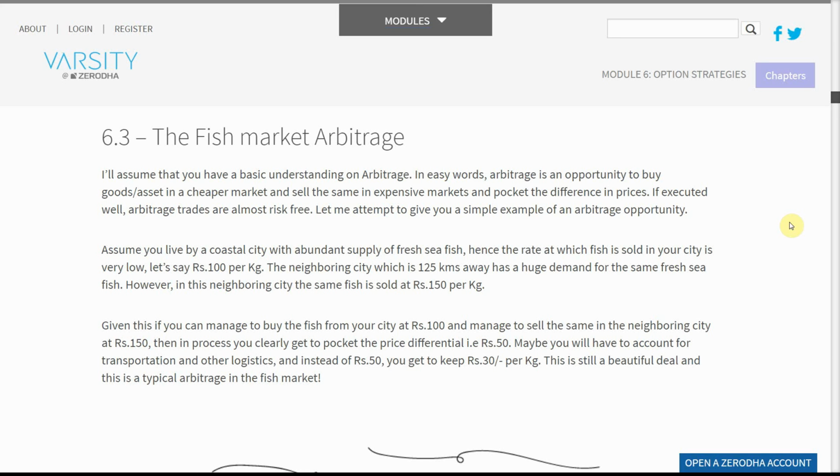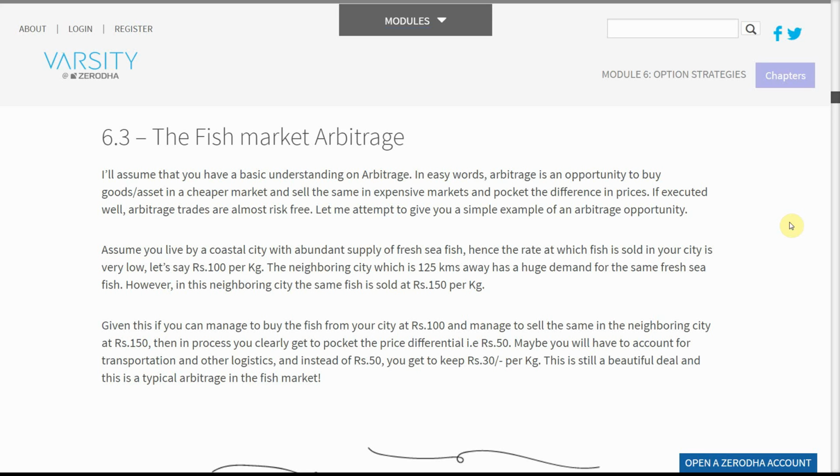Let me attempt to give you a simple example of an arbitrage opportunity. Assume you live in a coastal city with abundant supply of fresh sea fish. Hence the rate at which fish is sold in your city is very low. Let's say 100 rupees per kilogram. The neighboring city, which is 125 km away, has a huge demand for the same fresh sea fish. However, in this neighboring city the same fish is sold at 150 rupees per kilogram.